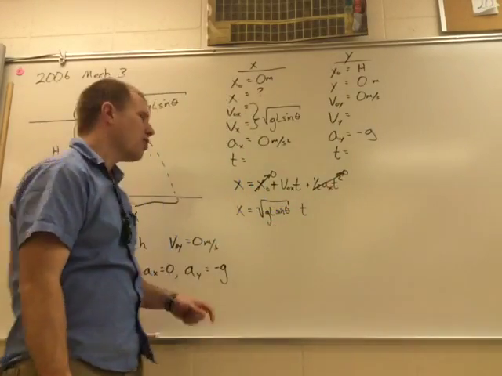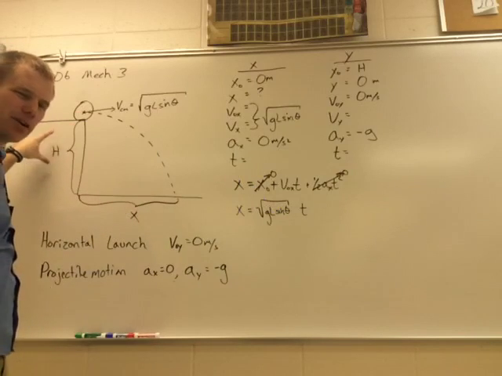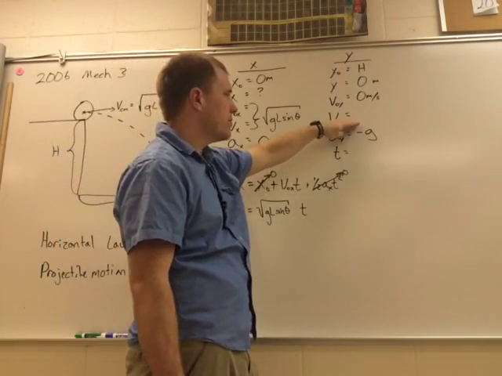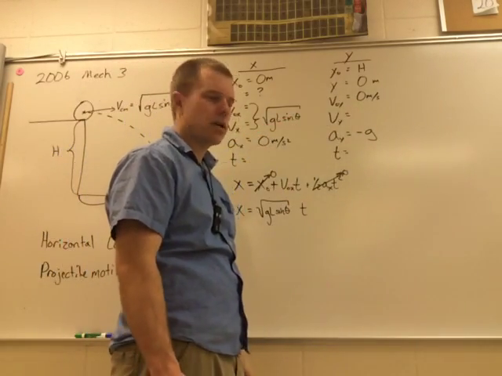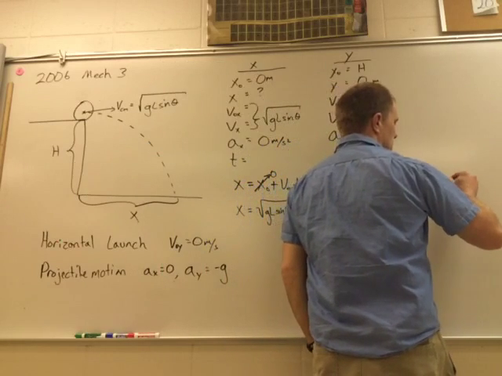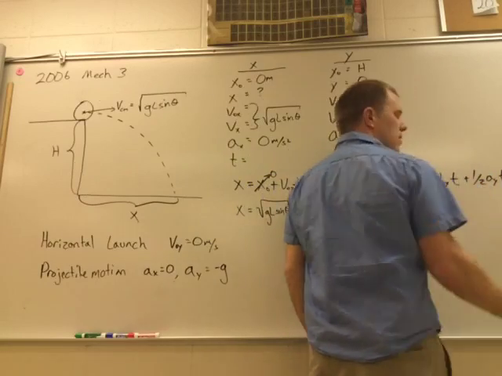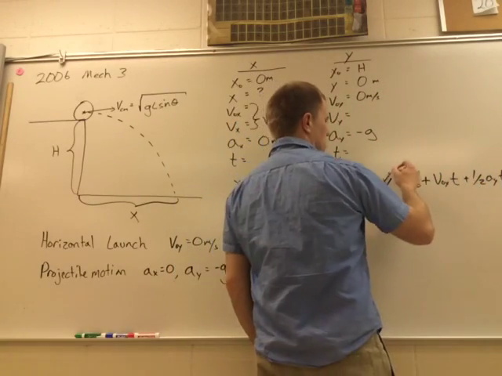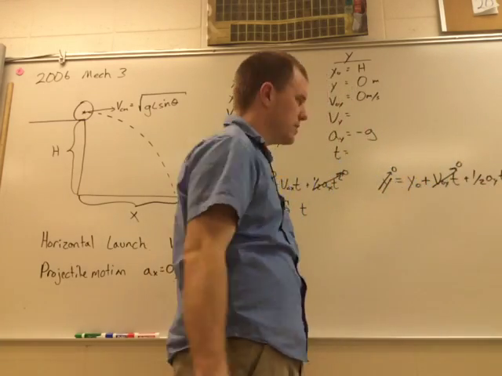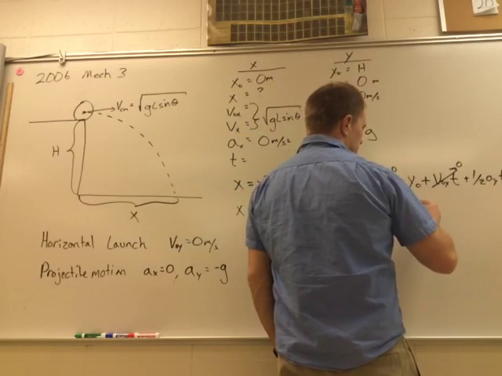But I don't know how long it's going to take to go from here to here. But I will find time in terms of this height. Looking over here, we don't know the final velocity in the y direction, so we're going to pick equation number 3 again. So I have y equals y naught plus v naught y t plus 1/2 a y t squared. Go ahead and cross anything out that's 0, so it ends at 0. There's no initial velocity. And we can solve for t.